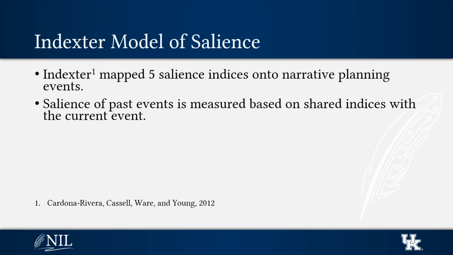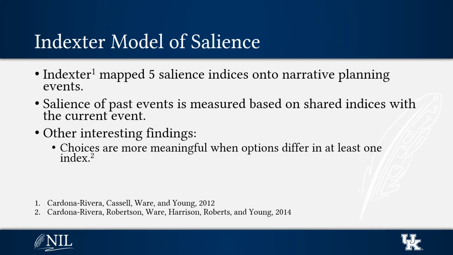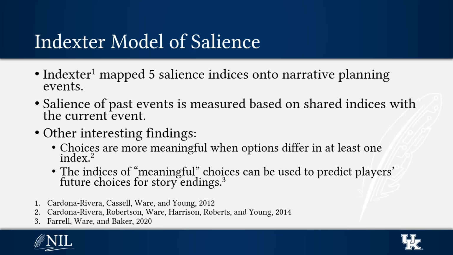Indexter originally mapped 5 salience indices onto narrative planning events so that the salience of past events could be measured based on their shared indices with the current event. Studies have also found other interesting applications for this model. One study measured choice meaningfulness and found that choices feel more meaningful to players when their options differ by at least one index. We also did a study that showed that we could predict people's choices for the ending of a story based on the indices that each ending shared with previous events that player had chosen, as long as those choices were meaningful in the sense that their options differed by at least one index.